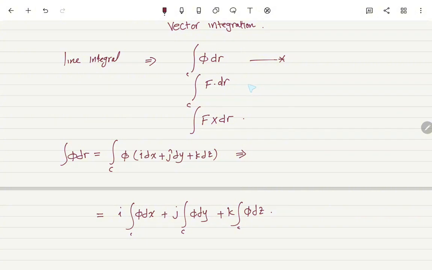Now this integral here is actually work. We are familiar with this definition here, which is work equal to integration F dot dr.